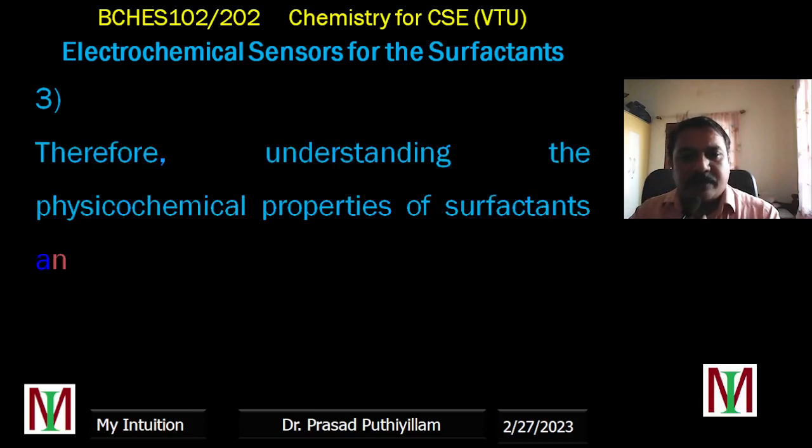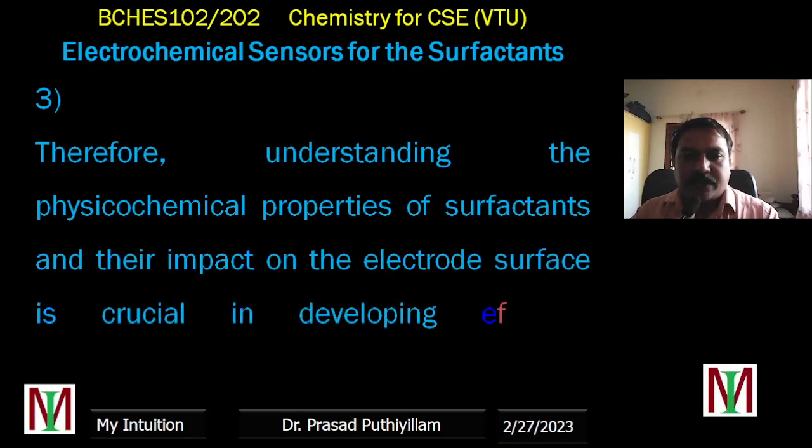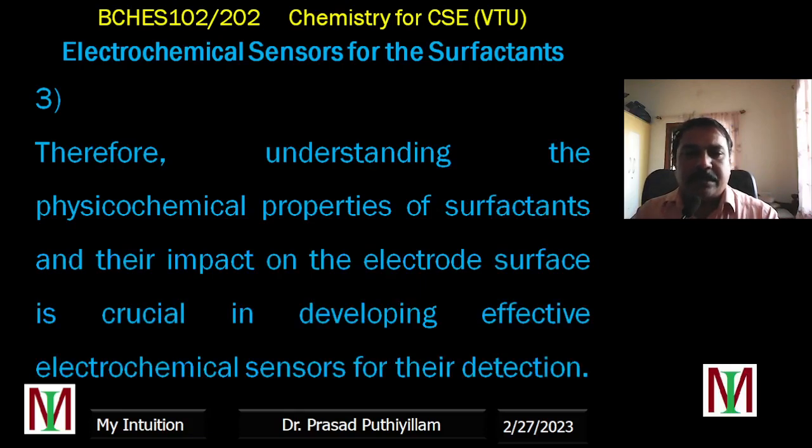Therefore, understanding the physico-chemical properties of surfactants and their impact on the electrode surface is very crucial in developing an effective electrochemical sensor for the detection. Okay, any physical changes or chemical changes, that is physico-chemical properties. We should know exactly what the physical properties of the surfactants we are going to measure are. We should know the chemistry behind the surfactants, which chemical functional group is present, and what the size of the ions present is. If you know all this, then it will be very easy to develop an electrochemical sensor for their detection.